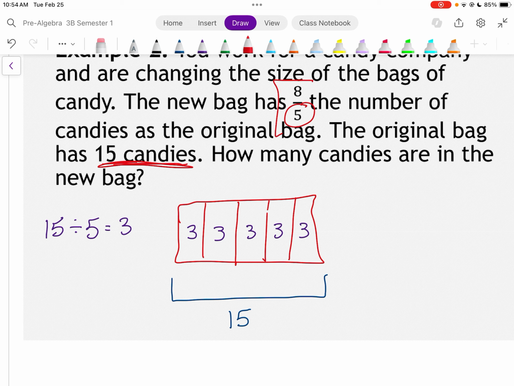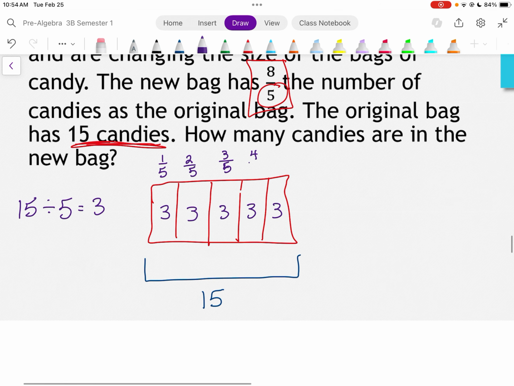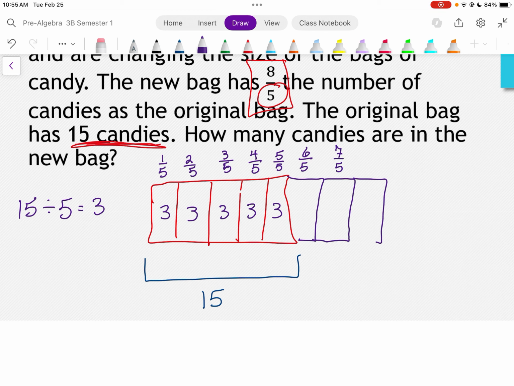Now we're going to make our new bag. And our new bag was 8 out of 5. So right now we have 1/5, 2/5, 3/5, 4/5, 5/5. Now we need to add on some more. So we would have 6/5, 7/5, and now 8/5.